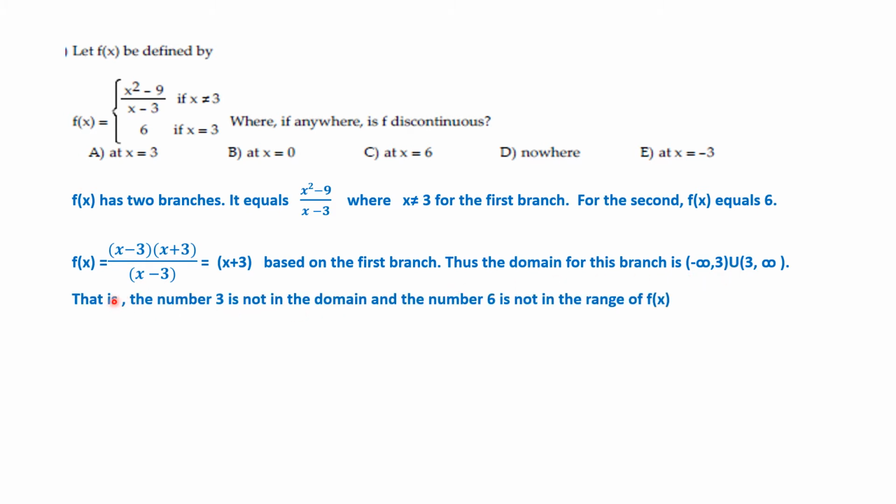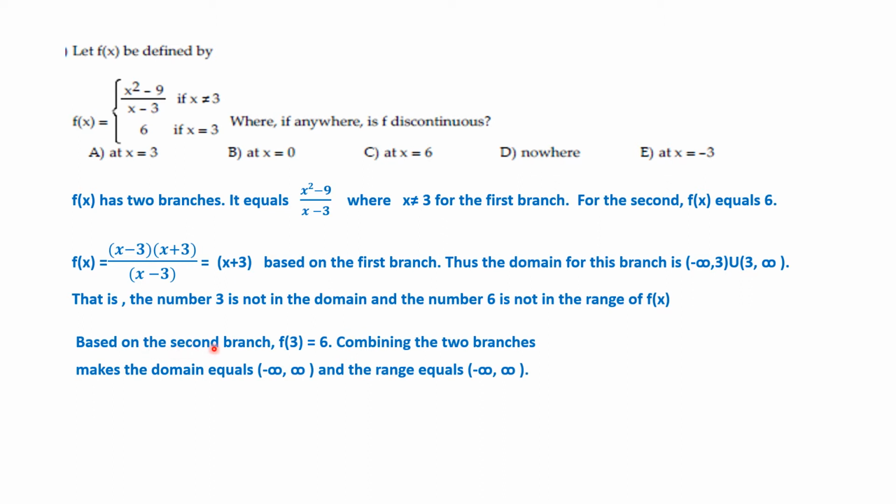Now the number 3 is not in the domain and the number 6 is not in the range. Why? Because if 3 is not in the domain, then f of 3 is equal to 3 plus 3, 6. So 6 is not in the range. Now, based on the second branch, f of 3 is equal to 6. Combining the two makes the domain from minus infinity to infinity and the range from negative infinity to infinity. So the domain and the range are all the same.